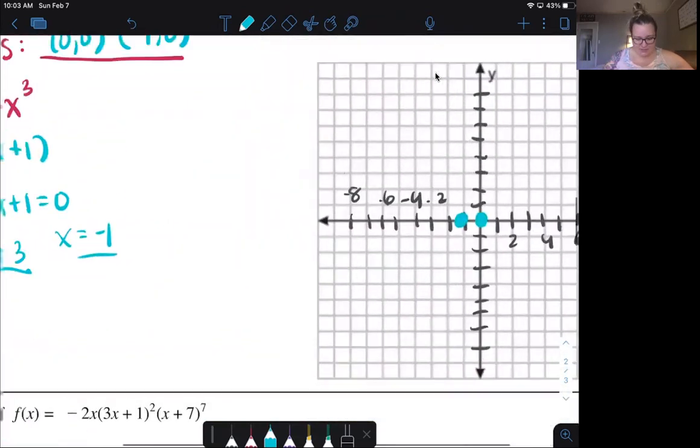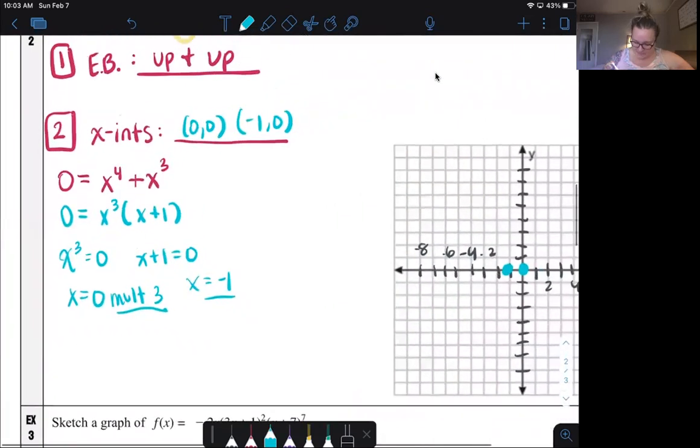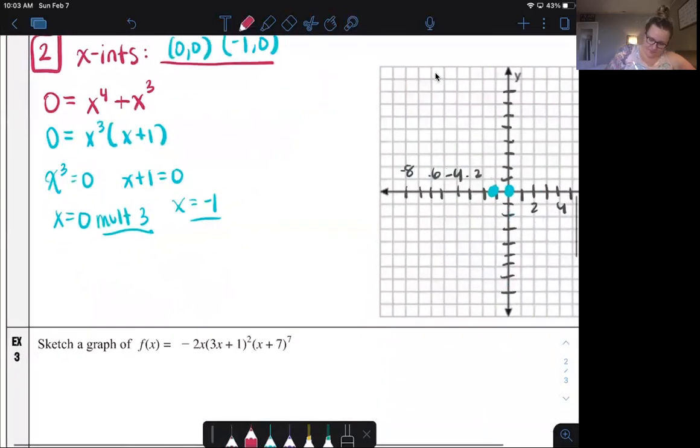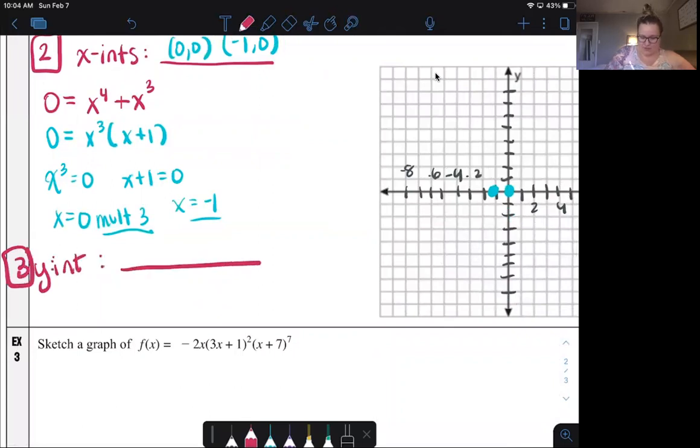All right, so for number 2, moving on, we found our end behavior, our x-intercepts, now we need our y-intercept. Step 3, y-intercept. Remember, use x equals 0 this time and find that point.